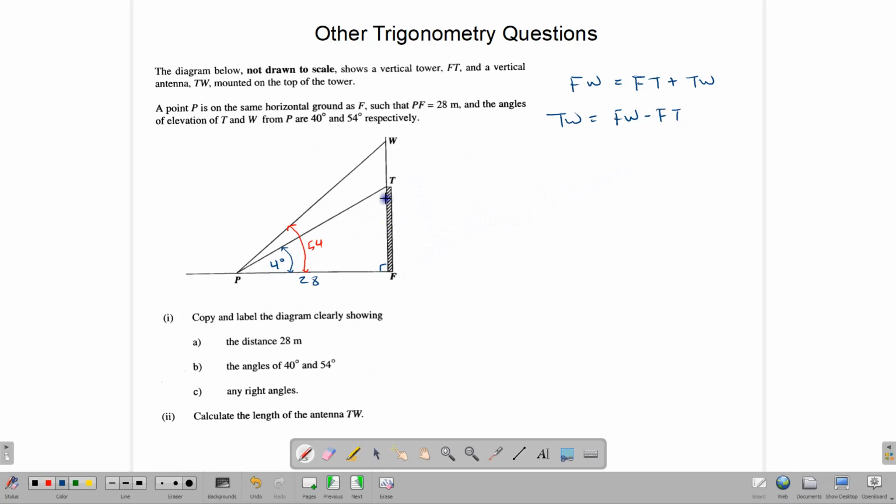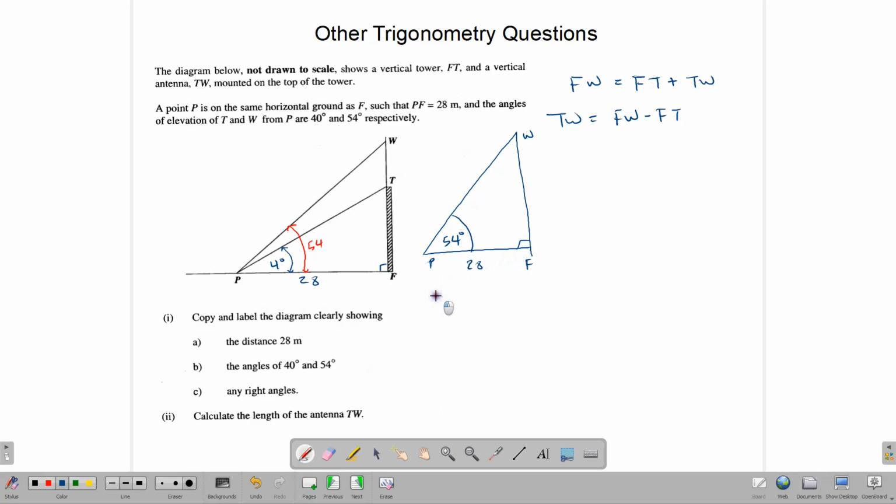So if we separate our triangles, PTF, let's draw that one. Let's draw the bigger one first, PWF. This is our P, that's our F, that's our W. So we're doing the big part first. This is 28, and our angle here is 54 degrees. So we can look at it here. FW is the opposite side. Here is the adjacent side. So we're using the tangent ratio.